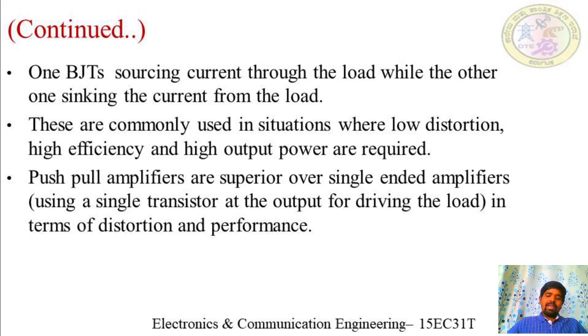The class A amplifier is using one transistor. In the class B push-pull configuration, we are using two transistors with identical characteristics, and these class B push-pull amplifiers are superior in terms of distortion and performance compared to class A amplifiers.